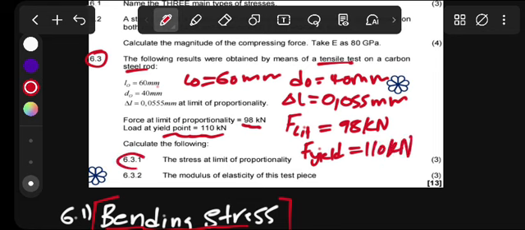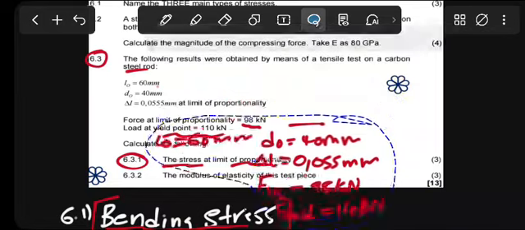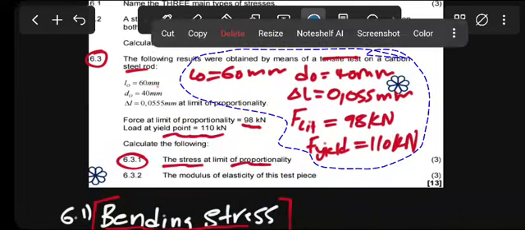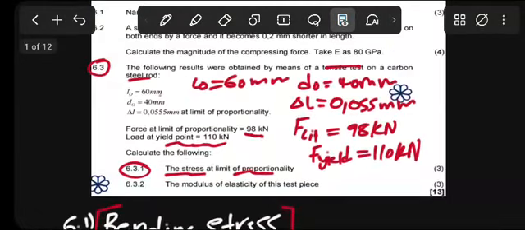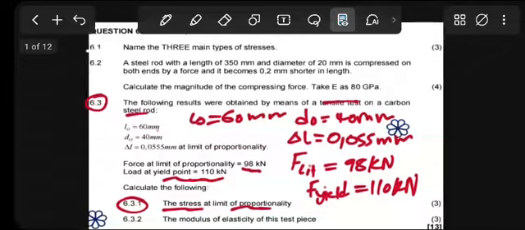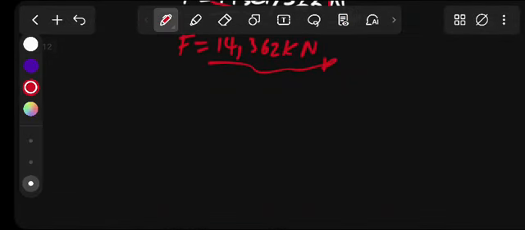So question 6.3.1 says calculate the following: the stress at the limiting proportion. What do we have there? The stress at the limiting proportion. This is 6.3.1. The stress there at the limiting proportion.